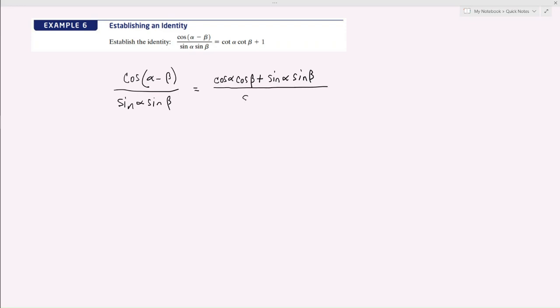And that's above sine alpha sine beta. Okay, so what I want to do now is just split this. Instead of combining with the common denominator, I'm going to split it out and create two terms with the common denominator. So I will take the cosine alpha, cosine beta above sine alpha sine beta.